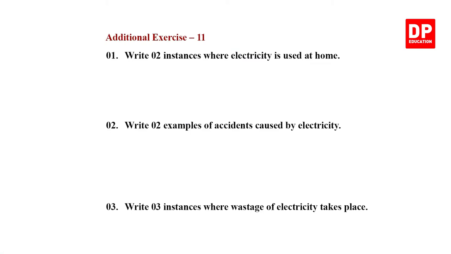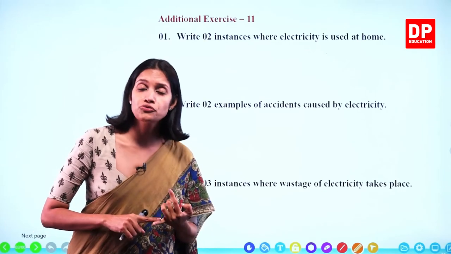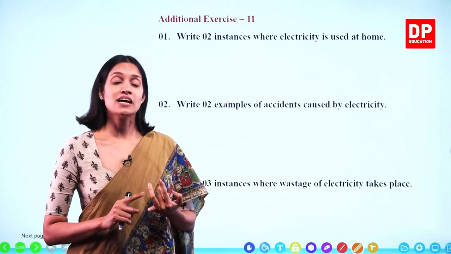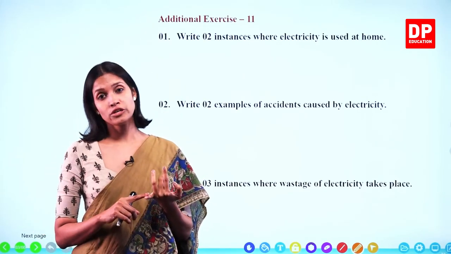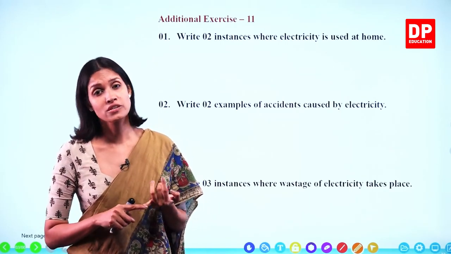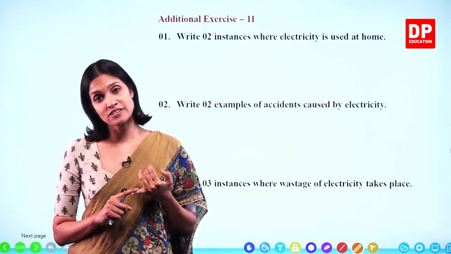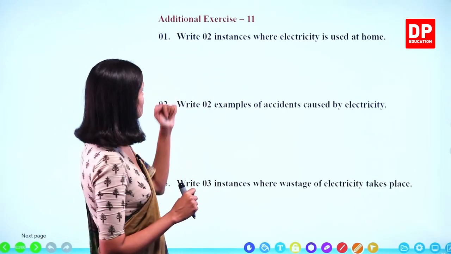Exercise 11. Write two instances where electricity is used at home. We use electricity for many purposes. To cook food, we use electricity. Sometimes to clean our house, we use electricity. We use it in vacuum cleaners, we clean our house, right? And to obtain light, we use electricity, right? We'll write.